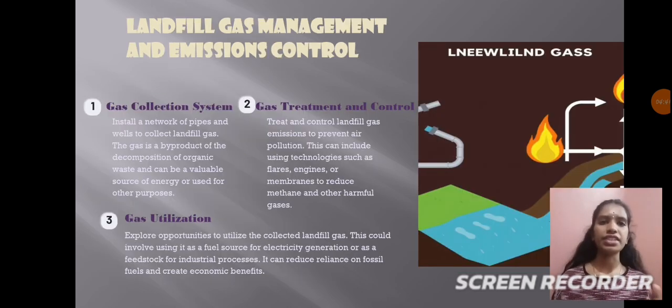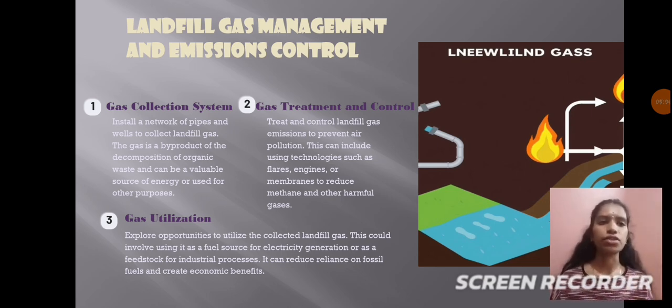Landfill gas management and emissions control. Gas collection system: install a network of pipes and wells to collect landfill gas. The gas is a byproduct of the decomposition of organic waste and can be a valuable source of energy or used for other purposes.